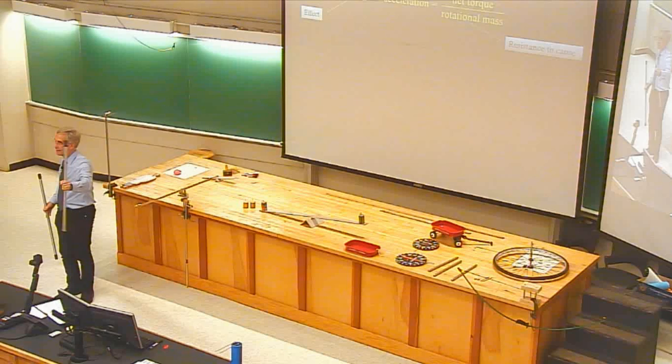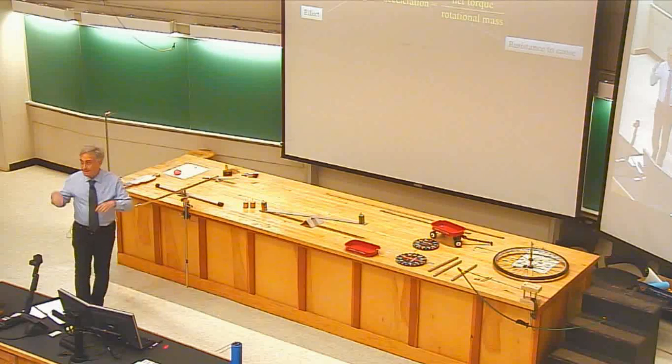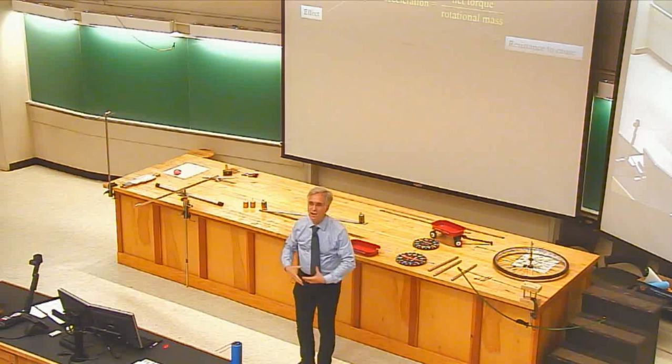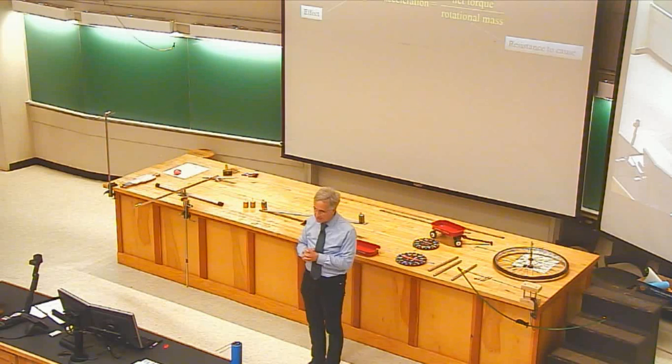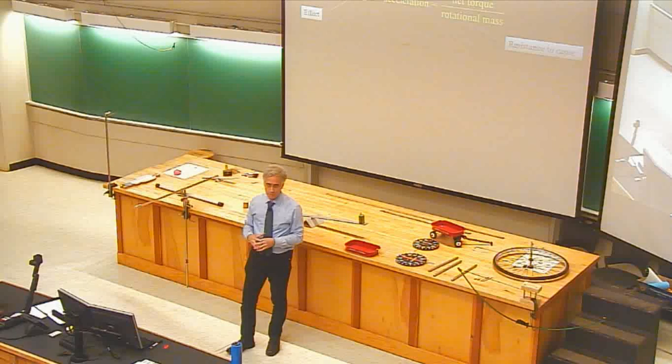So what's the point of this, other than it's fun, is that, first off, that rotational mass comes out of ordinary mass. But where the mass is placed makes a big difference. The farther it is from the center, from the pivot, the more it contributes to rotational mass. And that has consequences for a seesaw in the following context.